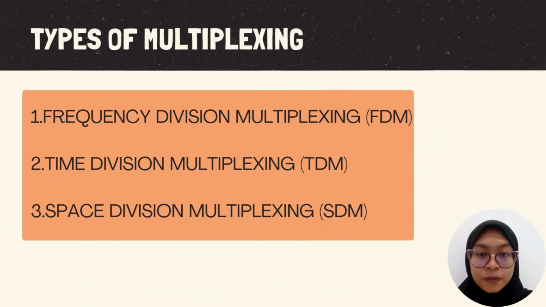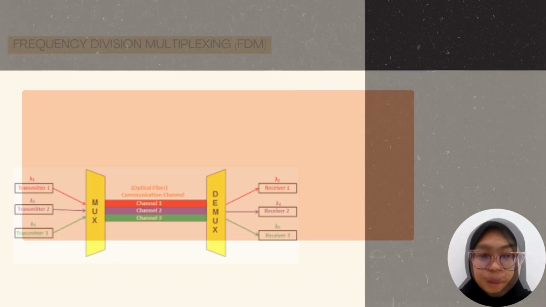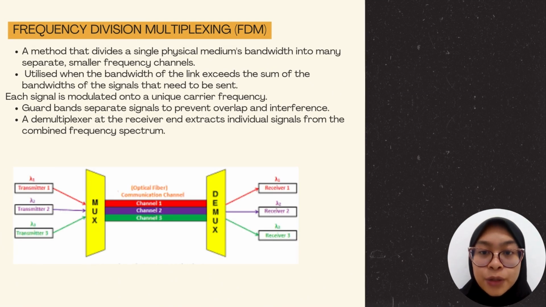There are three types of multiplexing. The first one is frequency division multiplexing, FDM, time division multiplexing, TDM, and lastly, space division multiplexing, SDM. So the first one is about frequency division multiplexing, FDM.